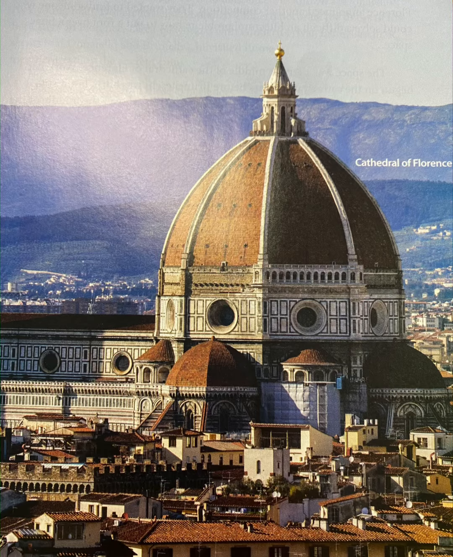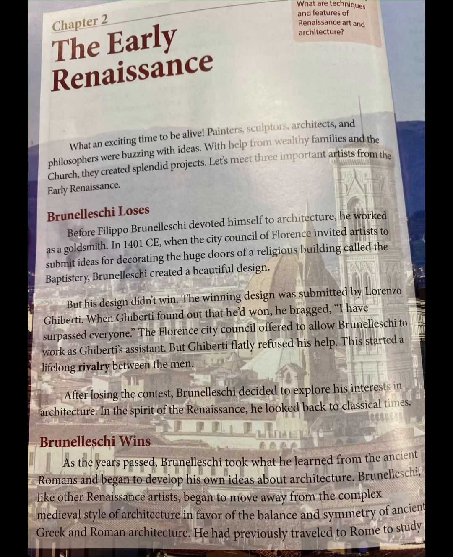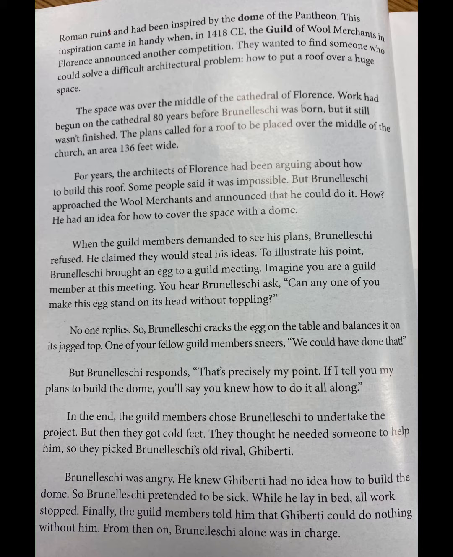Cathedral of Florence. Brunelleschi wins. As the years passed, Brunelleschi took what he learned from the ancient Romans and began to develop his own ideas about architecture. Brunelleschi, like other Renaissance artists, began to move away from the complex medieval style of architecture in favor of the balance and symmetry of ancient Greek and Roman architecture. He had previously traveled to Rome to study Roman ruins and had been inspired by the dome of the Pantheon.